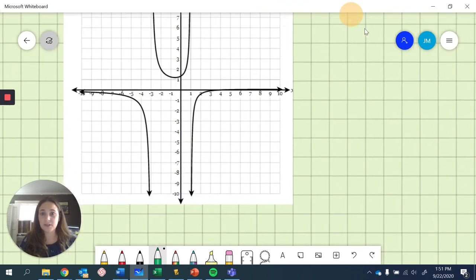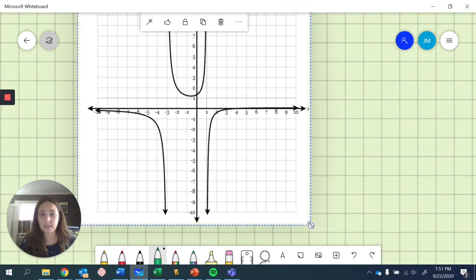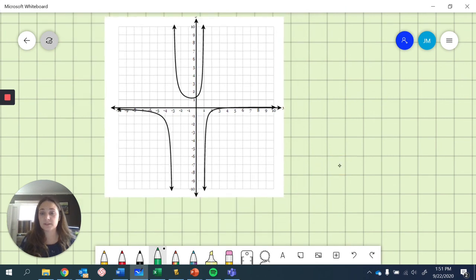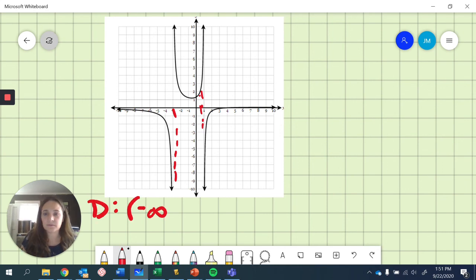And the final example is similar. But look, there are 2 jumps. Holy cow. That means you're going to have lots and lots of these. So we're going to start by saying, where are those jumps? Right here at -3 and at 1. That's where the graphs break. So our domain is going to go from -infinity to -3. That's this first section.